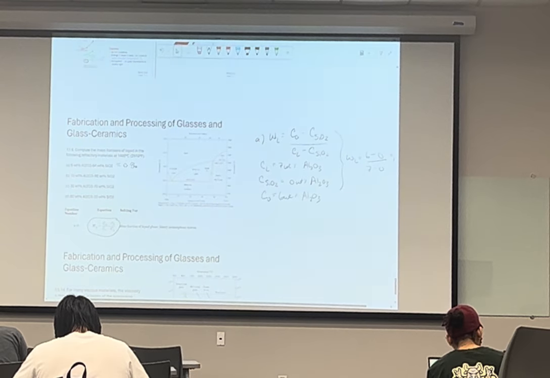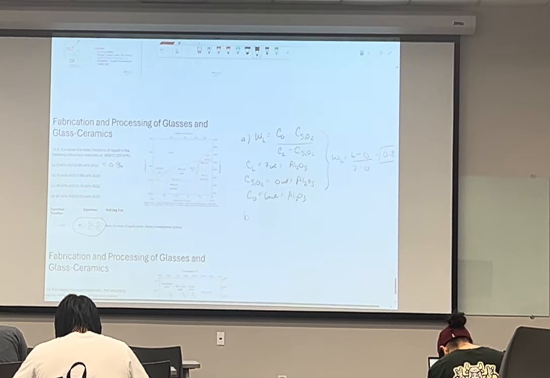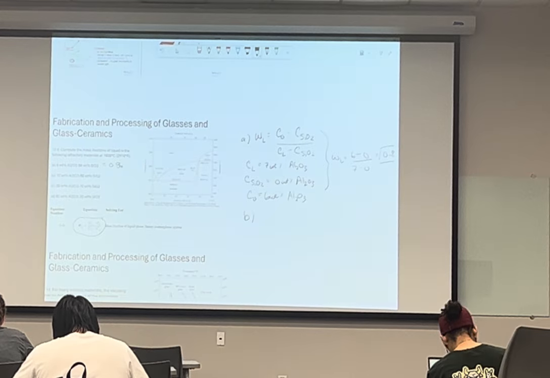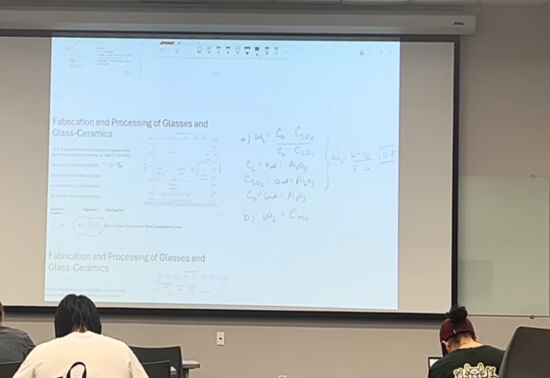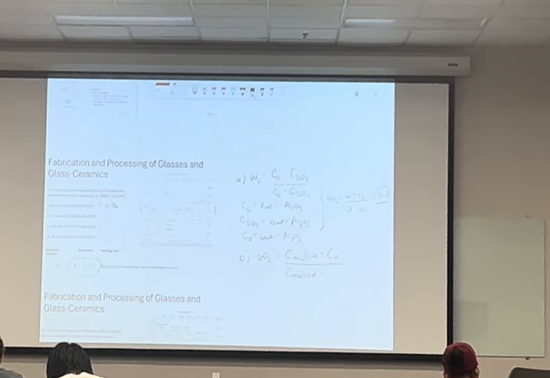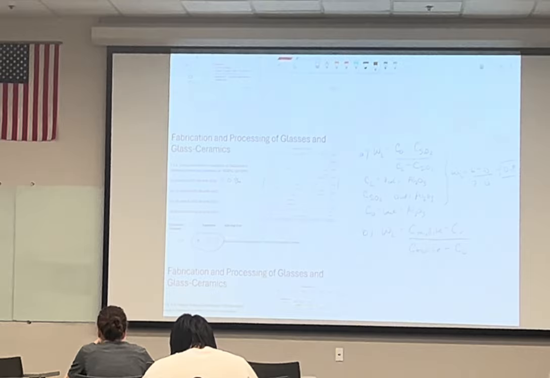And essentially, that's kind of what we're doing for the rest of these as well, but I'm going to walk you guys through those. So for part B, we have 10 weight percent this time of the alumina and 90 weight percent of the SiO2. I'm going to just write out the equation so we don't have to spend too much time on the calculation. Composition of the mullite, original composition divided by composition of the mullite minus the composition of the phase.